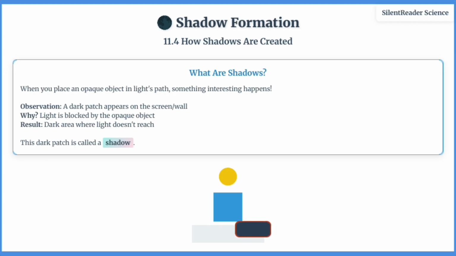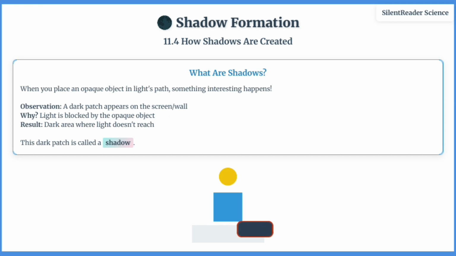In Activity 11.4, we explore shadow properties using different opaque objects and a torch. We discover that shadows only form when all three components are present. If we remove the screen, we can't see the shadow. If we remove the object, no shadow forms because nothing blocks the light. If we switch off the torch, no shadow forms because there's no light.